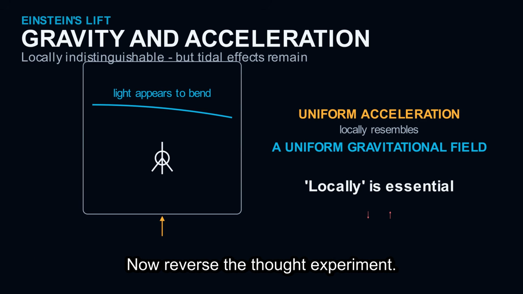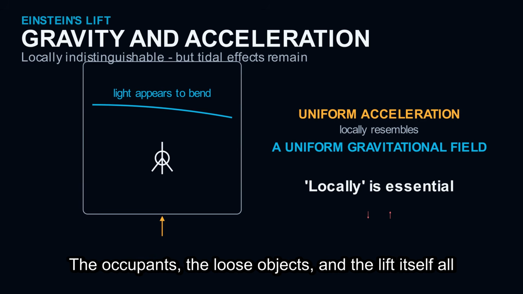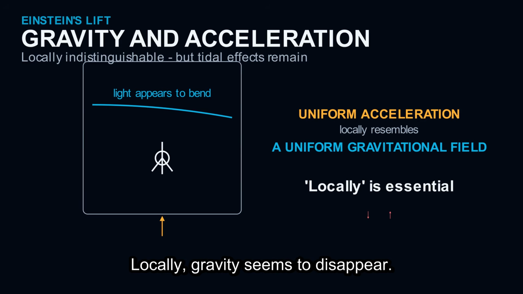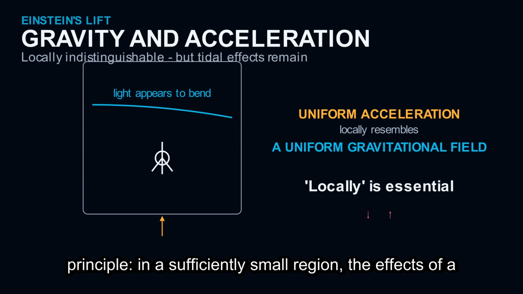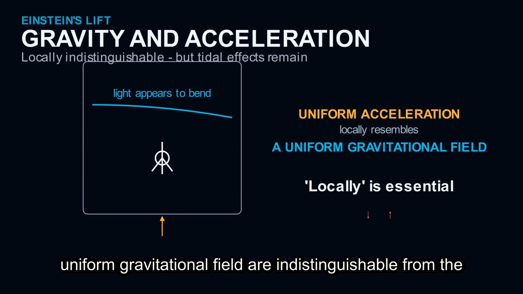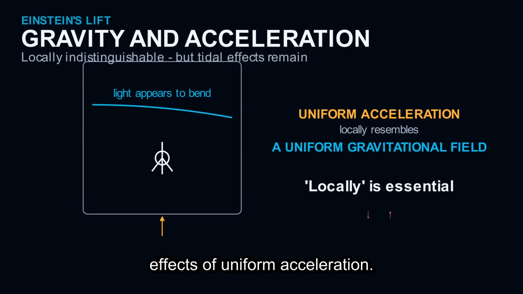Now reverse the thought experiment. Let the lift fall freely near Earth. The occupants, the loose objects, and the lift itself all accelerate together. Locally, gravity seems to disappear. Einstein elevated this observation into the equivalence principle. In a sufficiently small region, the effects of a uniform gravitational field are indistinguishable from the effects of uniform acceleration.